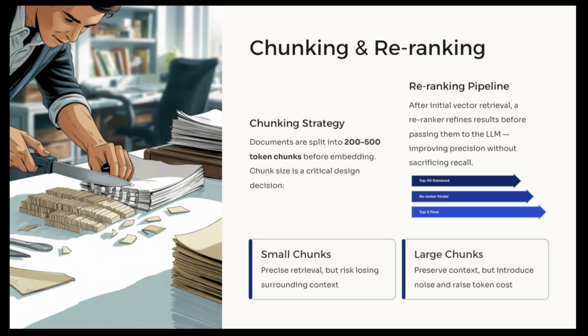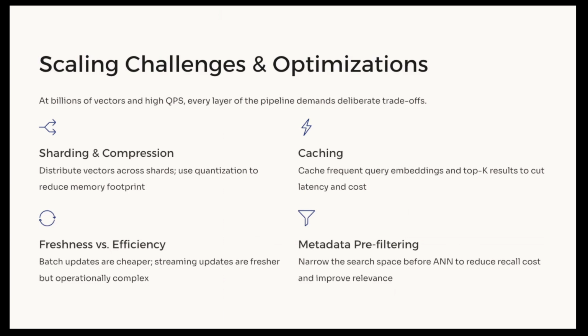At scale, embedding systems face several challenges. There may be millions or billions of vectors. Queries may have high QPS. Embeddings may consume large storage. Documents may update frequently. And re-ranking can add latency and cost. Common optimizations include sharding, caching, approximate search, batch embedding, vector compression, limiting top K, and using metadata filters.